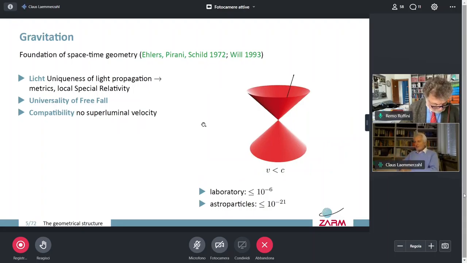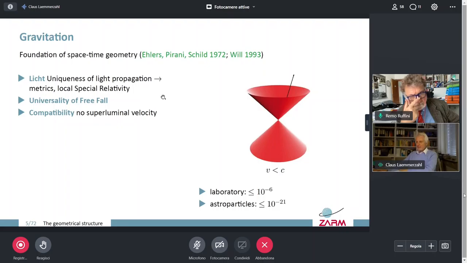Of course, we know that there's no superluminal real material propagation. That means that all particles which we are observing should have a velocity smaller than the velocity of light. This also has been proven very nicely. With laboratory tests, you reach 10 to the minus 6, and with astroparticles, comparing high energy protons or other particles with the photons, you reach a precision of 10 to the minus 21. This axiom, which has been tested by experiment, now makes a connection between the structure given by the free fall and the structure given by light. Together, this gives a conformal structure, that is a Weyl geometry.